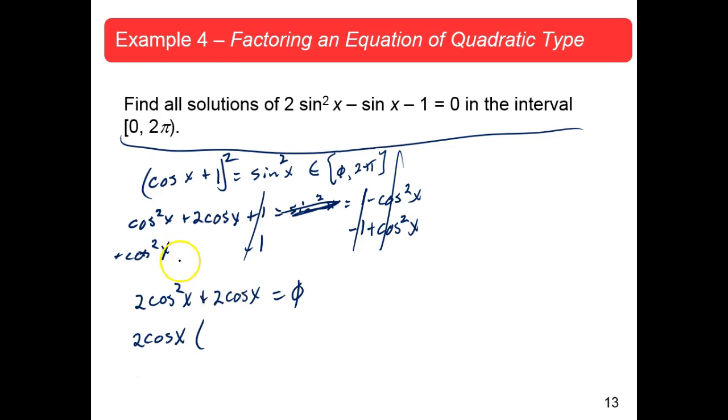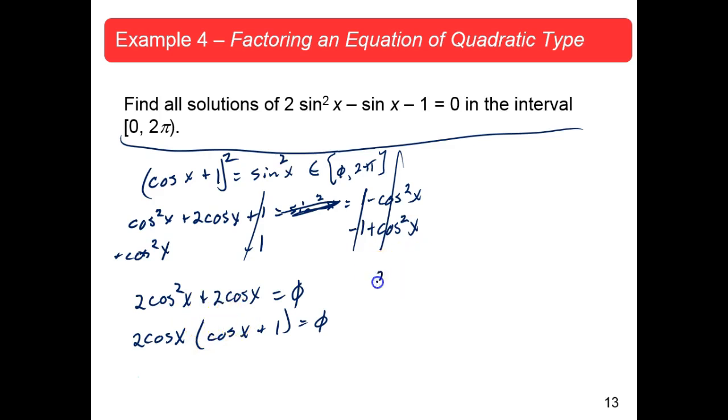Anybody? Help me. Cosine x plus 1. Because you factored out the 2, right? That's equal to 0. Now what? Anybody? Yeah, it's factored, so set each of these equal to 0.